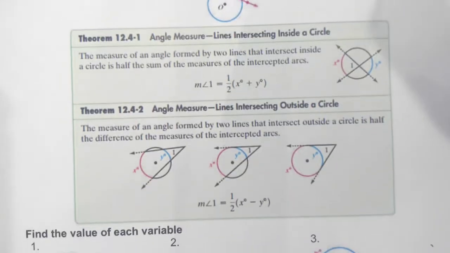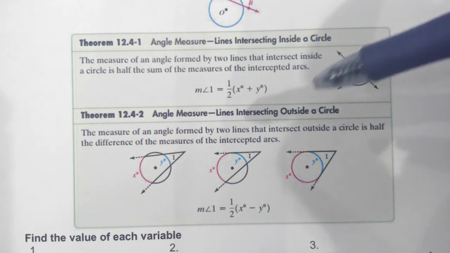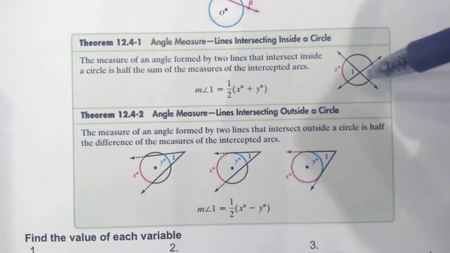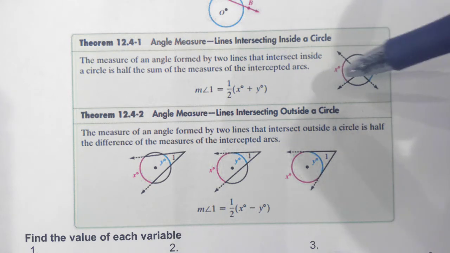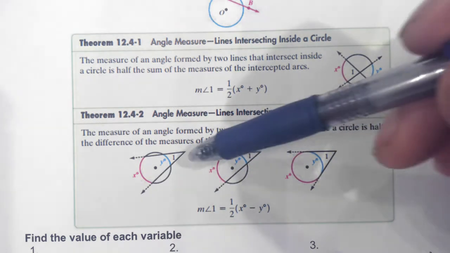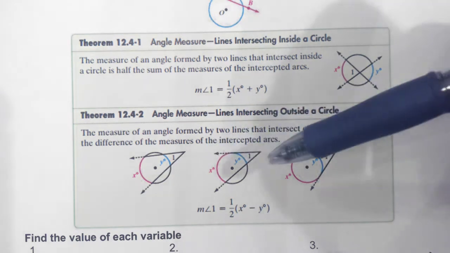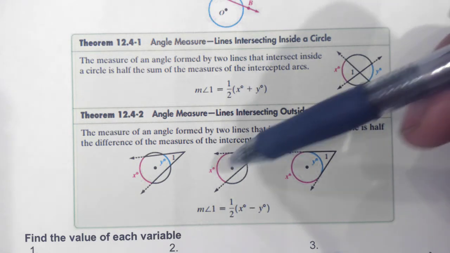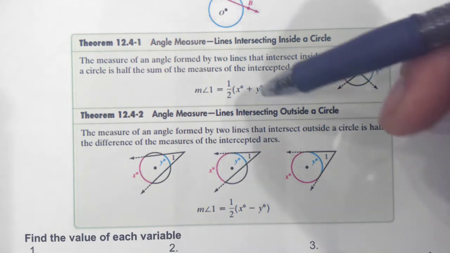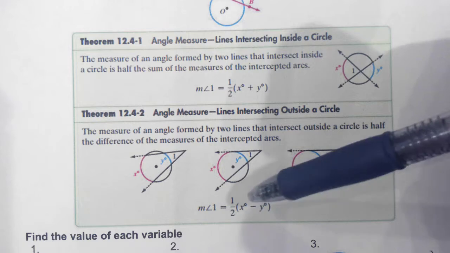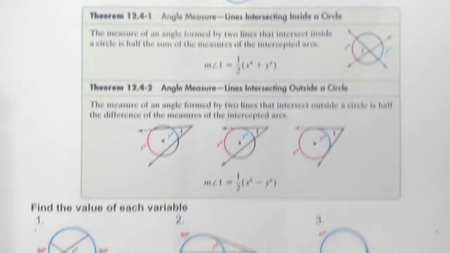If you have two lines that intersect inside of your circle, the measure of the angle of the intersection is going to be 1/2 the addition of the two arcs. If the lines intersect outside of the circle, notice all of these are different ways that the lines intersect outside of the circle, the measure of the angle is going to be half the subtraction of the two arcs. So if it's inside, you add the two arcs, divide by 2. If the lines intersect outside of the circle, you subtract the two arcs and divide by 2. That's the quickest way to do these.